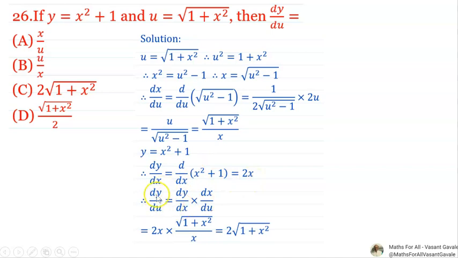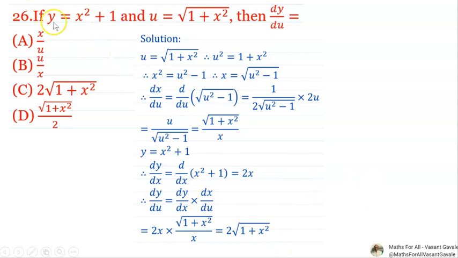And therefore by the chain rule dy by du is equal to dy by dx into dx by du. Substitute the value of dy by dx, which is 2x, and dx upon du is root of 1 plus x square upon x. These x's get cancelled. Then you will get 2 root of 1 plus x square. This is the dy by du.